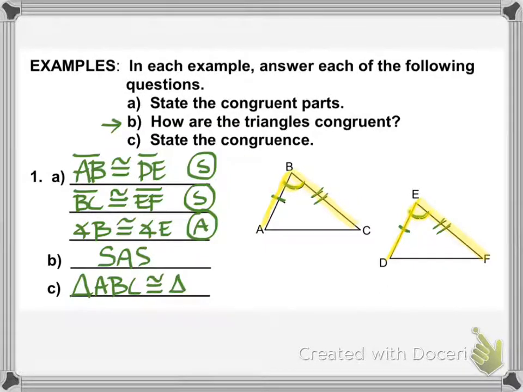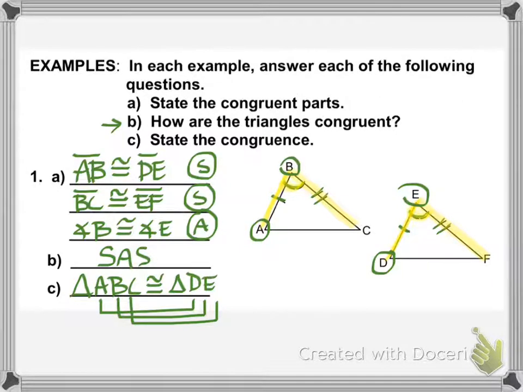When we write our other triangle's name, this is where we have to think about the position of the vertices. They need to correspond to the position of the vertices where I named my first triangle. So the A goes with the D, so I'm going to put D first. The B goes with the E, and the C goes with the F.